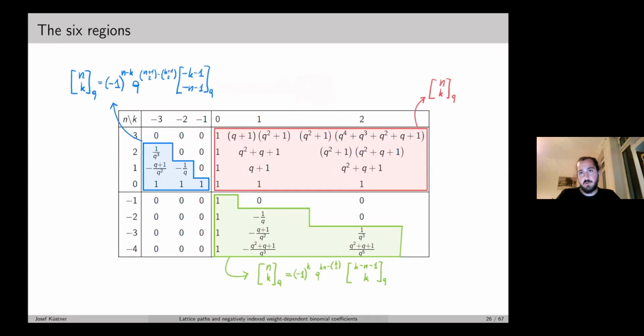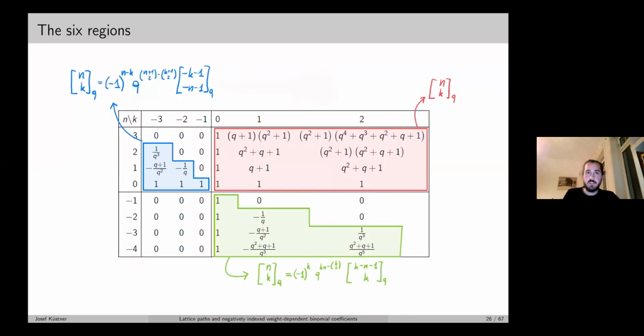So if we look first at the red region, this is the usual region we can describe as the q-binomial coefficient n choose k. Then the green region, we could compute them with positive values. So instead of n choose k, we take -1 to the k, q to some power, and k minus n minus 1 choose k. K minus n minus 1 will then always be positive, k as well in the green region. So we can compute them also like this. And for the blue region, there we also have such a nice reflection formula.